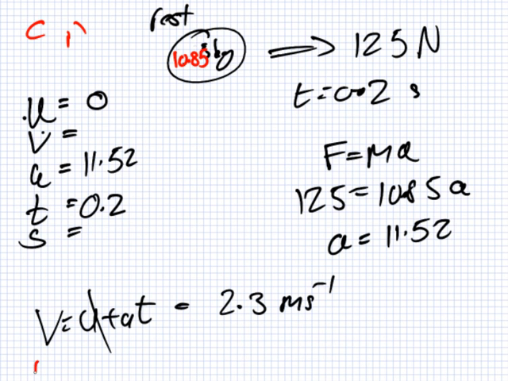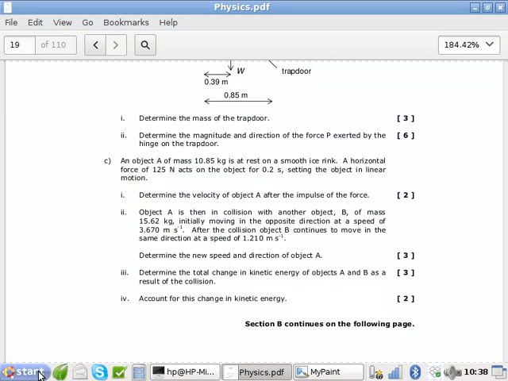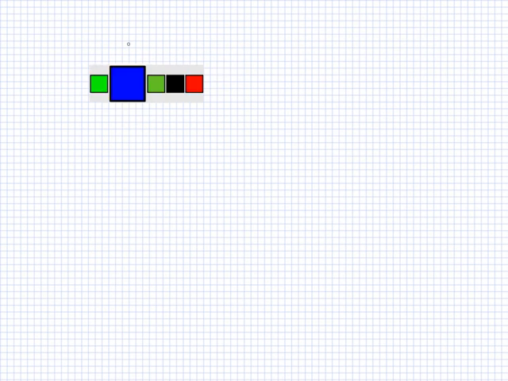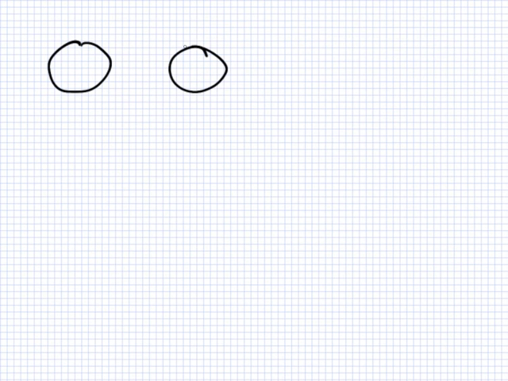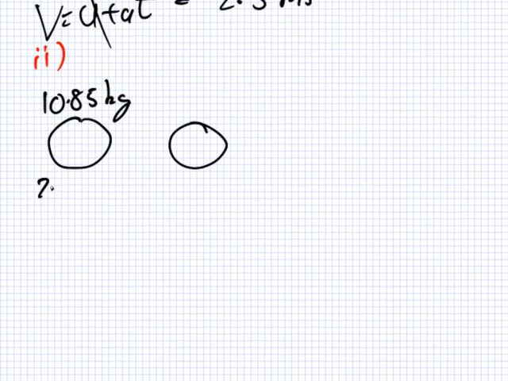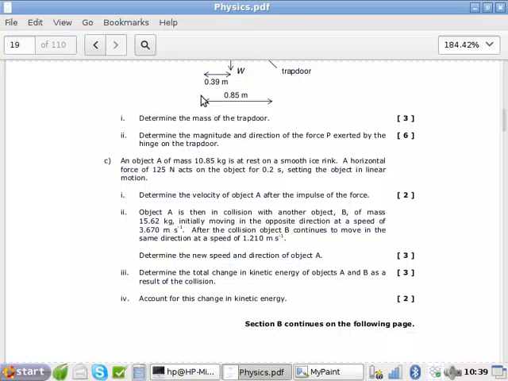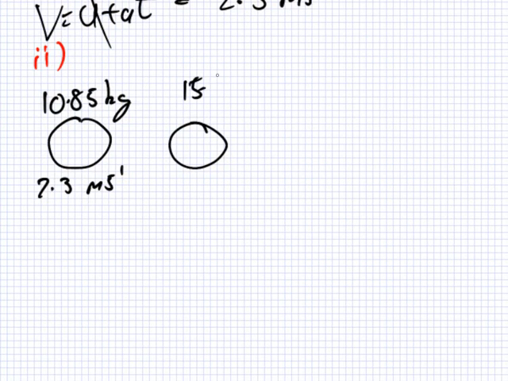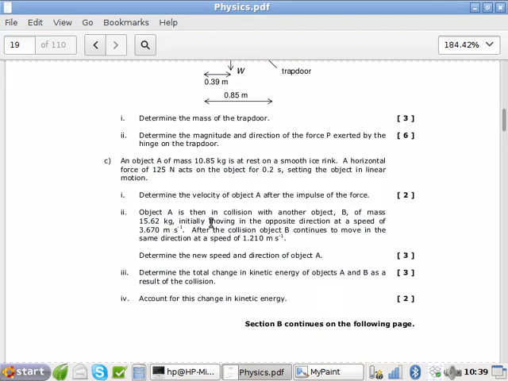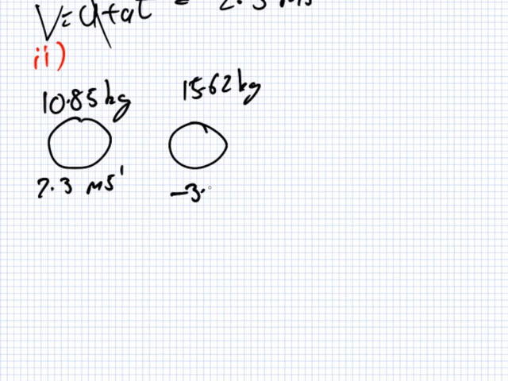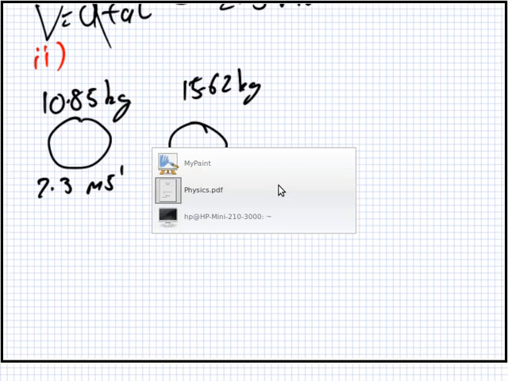Now in the second part, what happens is that this object collides with another object of 15.62 moving in the opposite direction at 3.67. So it's a collision now. Right, so we need to carefully draw what we have. Firstly, we have them separate. This is 10.85 kilograms, moving at 2.3 meters per second. And then this one here is 15.62 kilograms, initially moving in the opposite direction, so minus 3.67 meters per second. It's heading to the left.